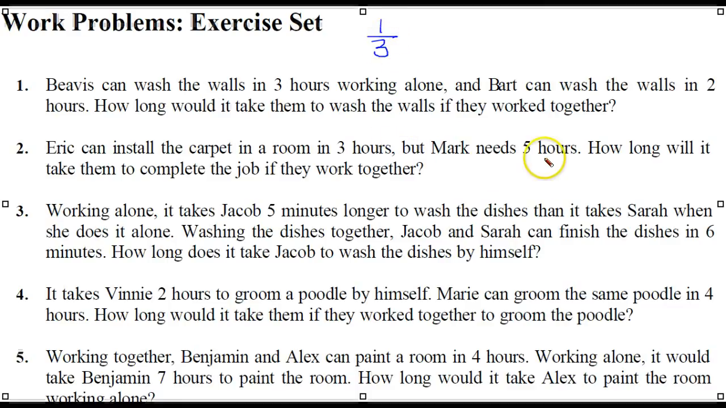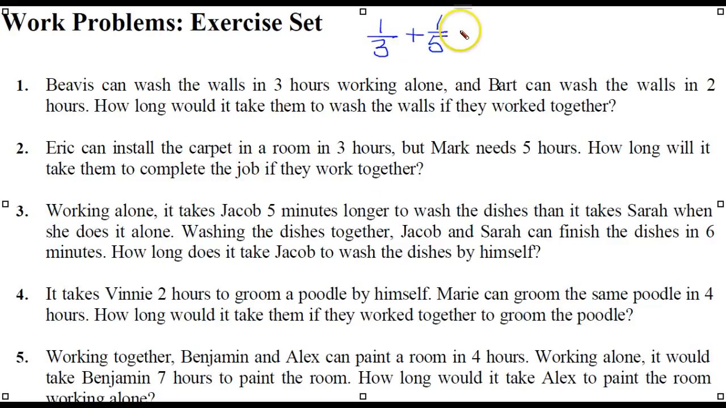But Mark needs 5 hours to do the same job. So Mark's rate is 1/5. In 1 hour, he can get 1/5 of the whole job done. How long will it take them if they work together?